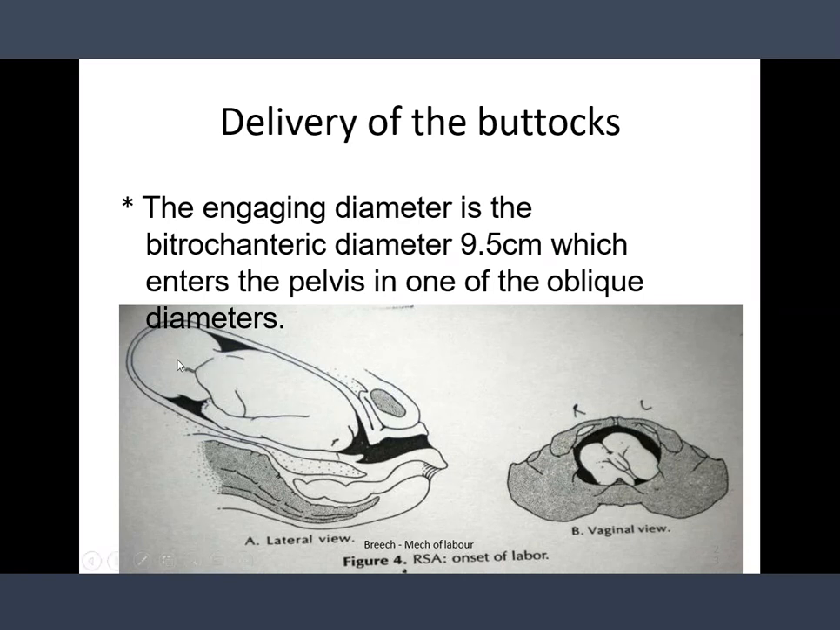After the engagement, there will be descent of the breech. This is right sacroanterior. This is the left side of the mother, and this is the right side of the mother. So after the descent, what will happen? Always remember, once it touches the pelvic floor muscle, there will be internal rotation of the fetus. The sacrum will come and lie behind the pubic symphysis.